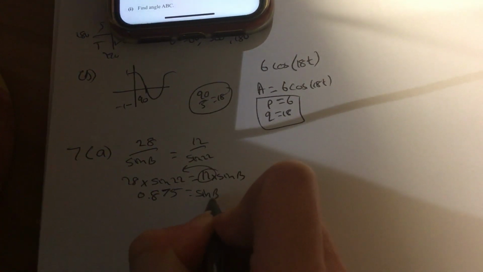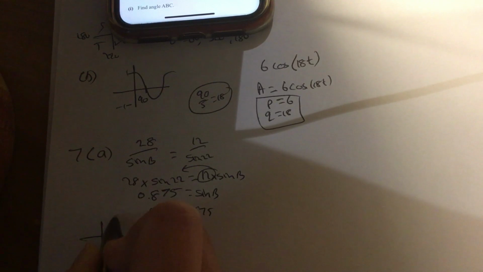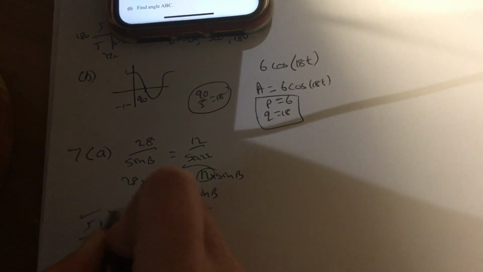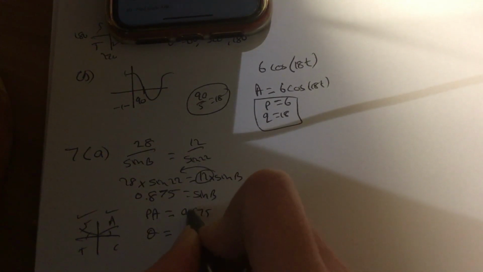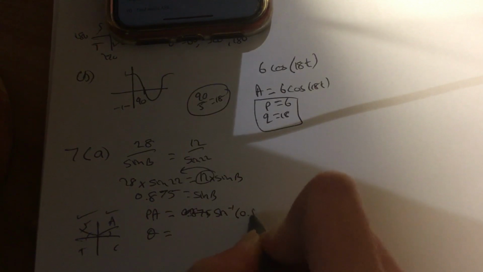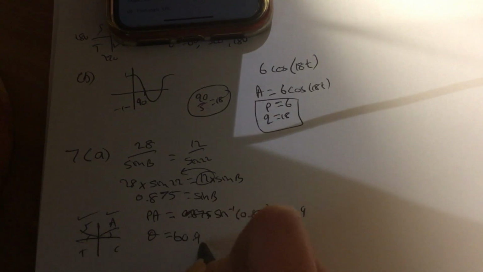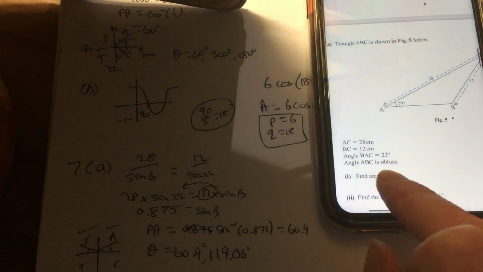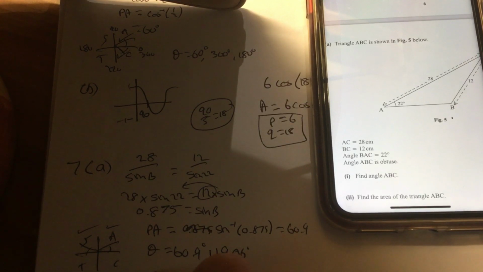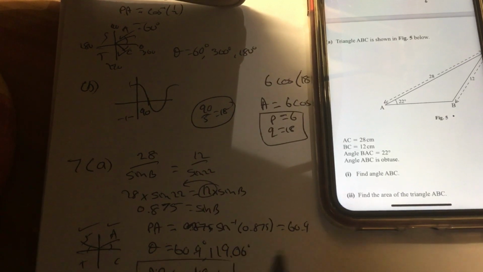0.875 equals sine B. So principal angle is 0.875. CAST. Sine is positive, so you're in these two quadrants. So your principal angle is sine inverse 0.875, which is 60.9. So your two angles are 60.9 and 180 take away 60.9. You're told in the question that it is obtuse. So just there in the question. So our answer for that angle ABC is 119.06 degrees.